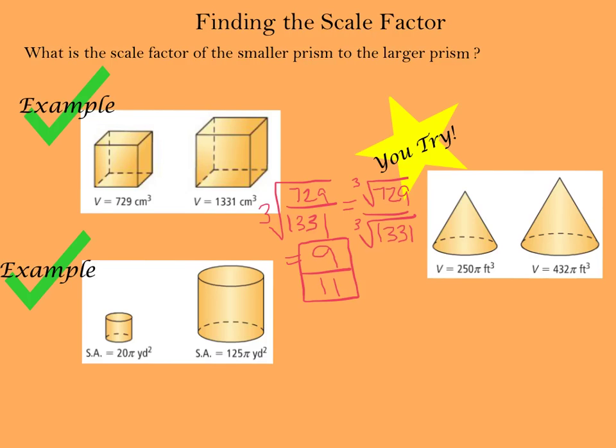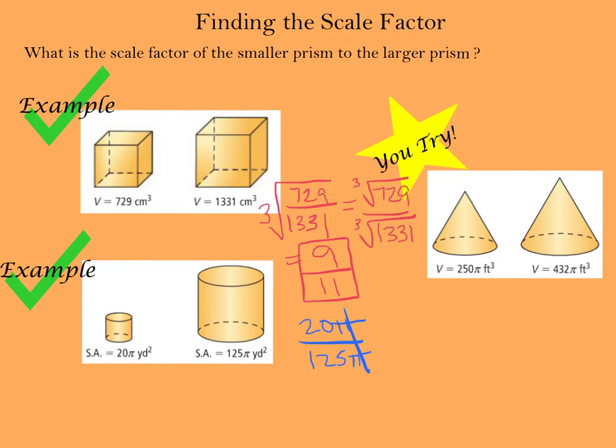All right, so let's take a look at this second example. Now I've got cylinders, and they told me my surface area. Again, thinking back to that slide, my surface area is the square of my scale factor. So if I take my smaller to my larger, I get 20 pi over 125 pi, and the pi's cancel out immediately, so I don't have to worry about those. I just have to think about the square root of 20 and the square root of 125.